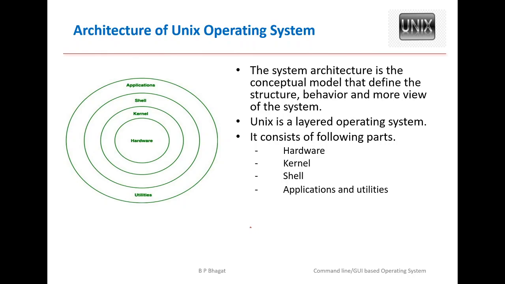Now this is the architecture of the Unix operating system. It is a conceptual model that defines the structure, behavior, and view of the system. The Unix operating system is a layered operating system. It consists of the following parts: the hardware is the innermost layer, then the kernel is the outer layer, the shell is again an outer layer, and the topmost, that is the outermost layer, is the applications and the utilities. So this is why we call it a layered operating system.